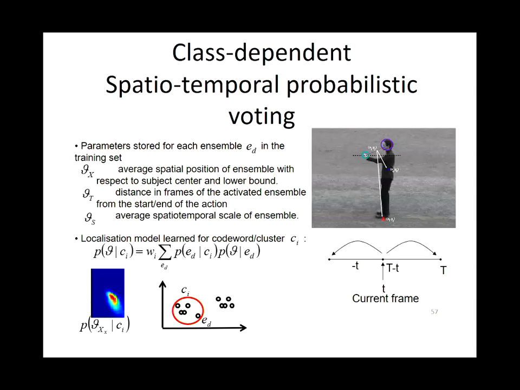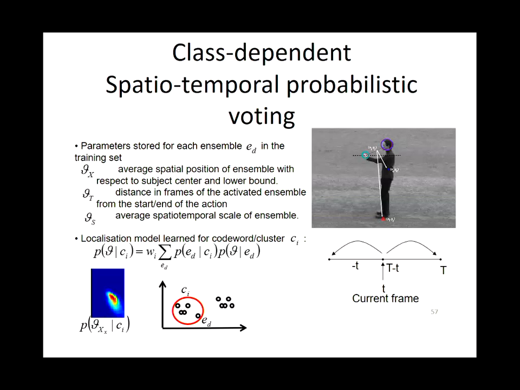In addition to this voting, I'm not going to expand anymore on this. We know how to localize things in space. That's exactly what we are doing in this case, only we're not using spatial descriptors, we're using spatiotemporal interest descriptors, and we are extracting interest points in the space and time domain. The second thing is that we have also another voting map, a voting map for the start and the end of the action. For each of those points, we know when the action started and when the action ended.